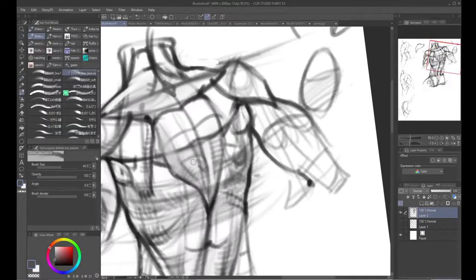And all the lower part of the trapezius muscle will have a little bit of additional shading here, while retaining its structure that we discussed earlier.